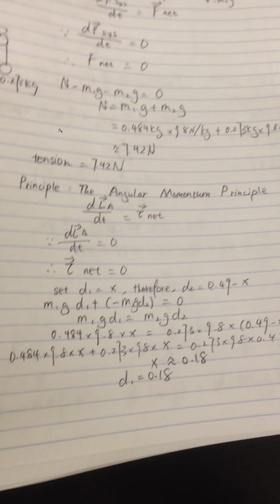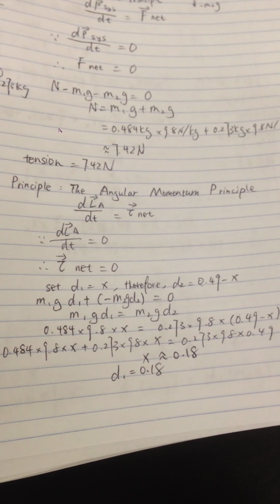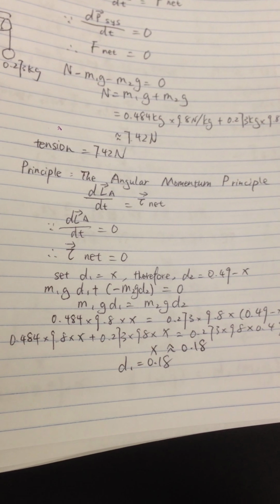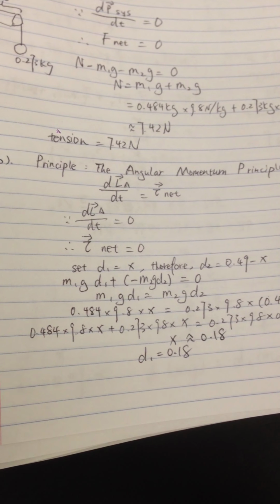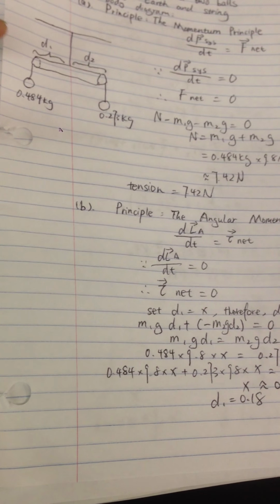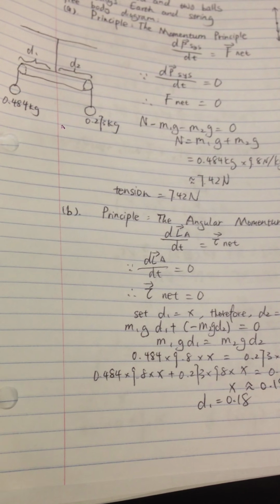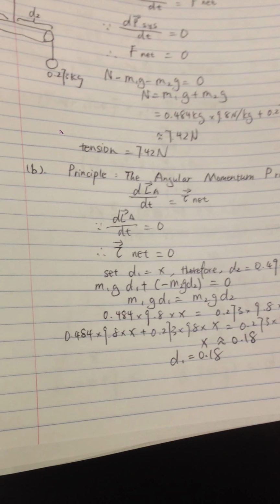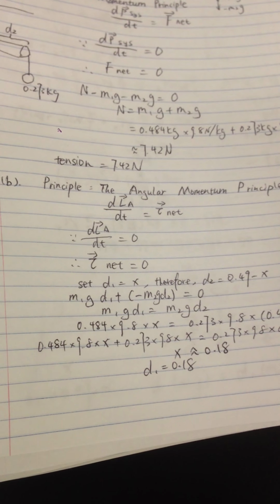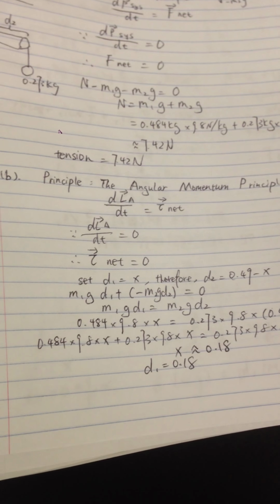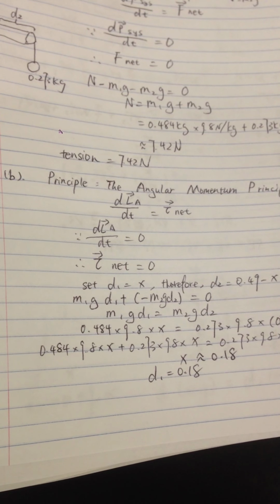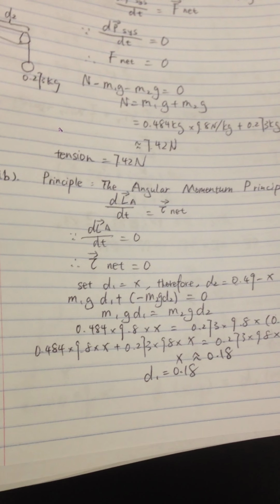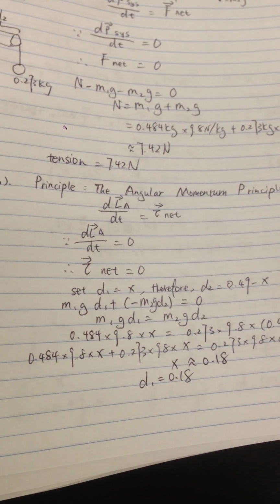The second question asks how far from the left end of the rod you should attach the supporting string. To solve this question, we first need to write down the angular momentum principle. Because the whole system is in equilibrium, which means it doesn't have any rotation or movement, the net change in angular momentum equals 0. So the net torque acting on the system also equals 0.